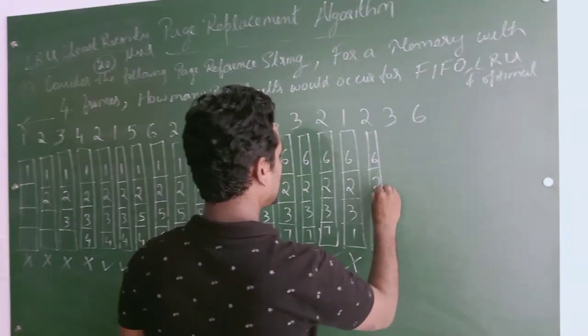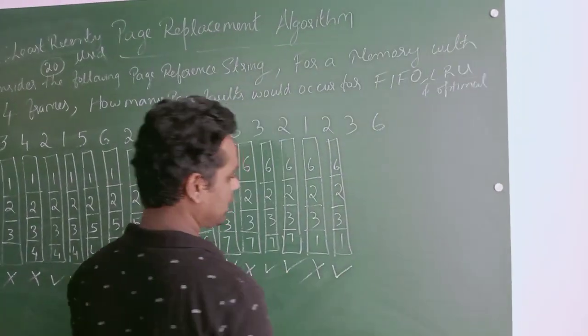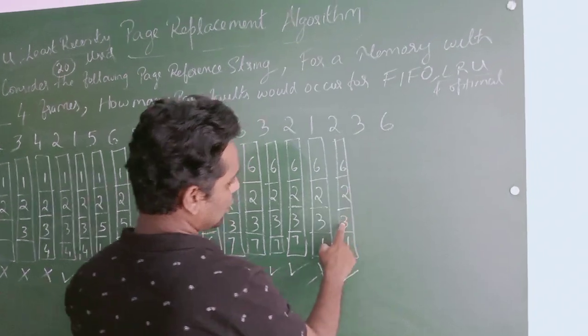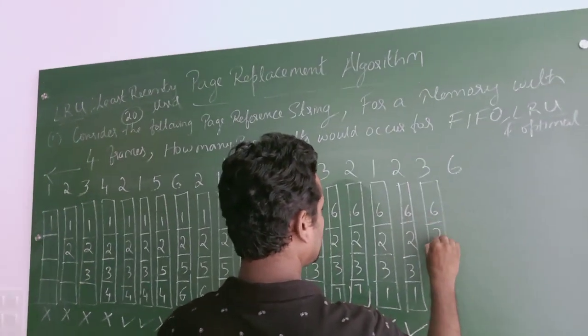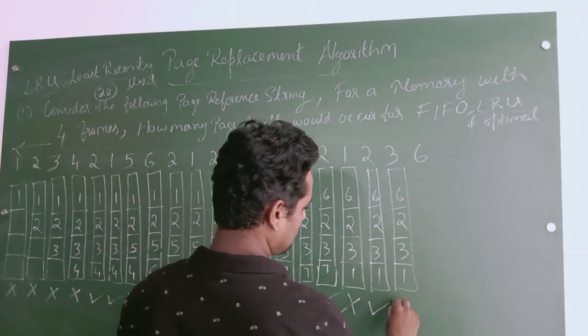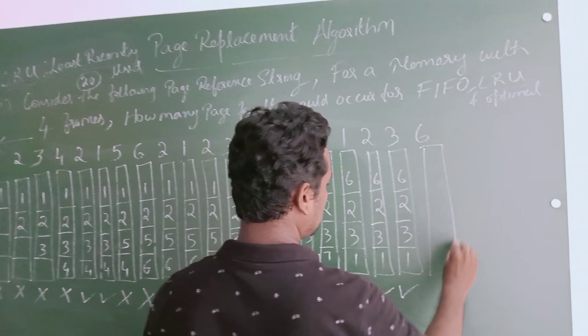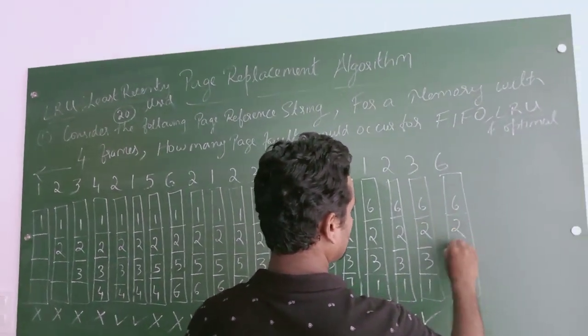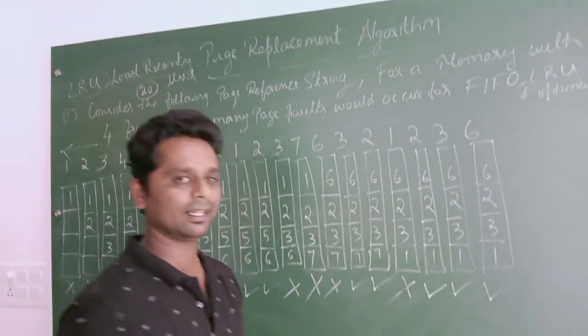2 is already in your memory, don't go for replacement. So 6, 2, 3, 1. So no replacement, that is called a page hit. 3 already in your memory, don't go for replacement. 6, 2, 3, 1. So it is called a hit ratio. 6 already in your memory, don't go for replacement. 6, 2, 3, 1. And again that is also called a hit ratio.